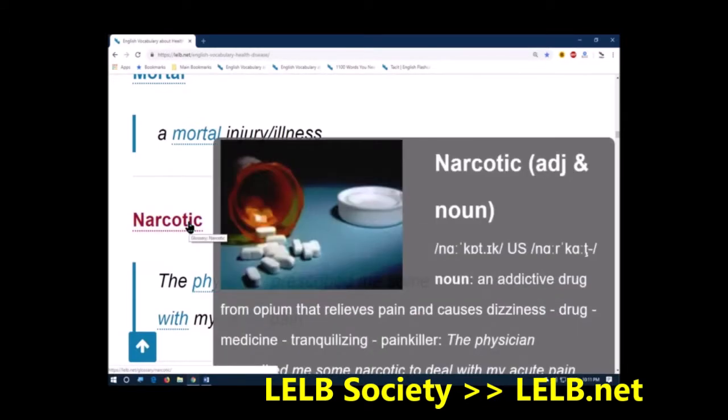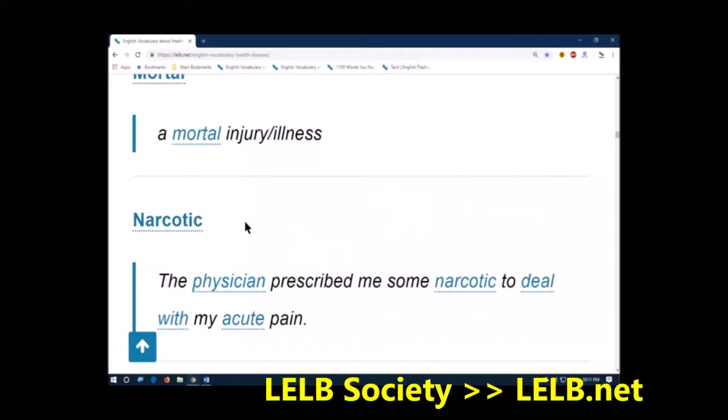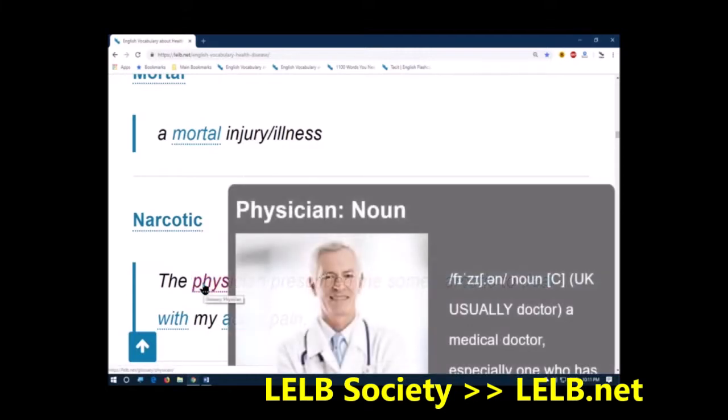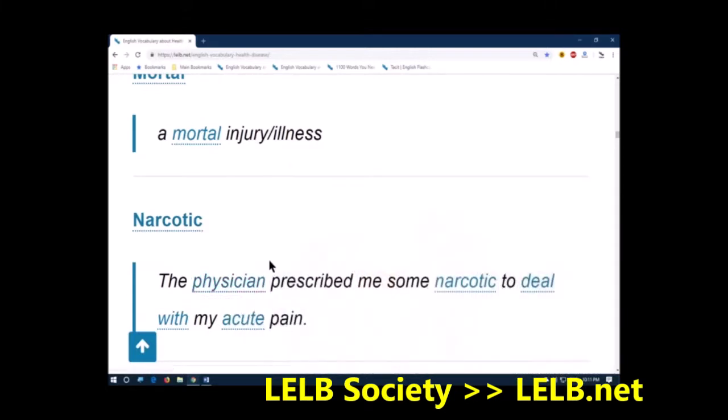Narcotic. It means an addictive drug from opium that relieves pain and causes dizziness. Drug, medicine, tranquilizing, painkiller or tranquilizer. The physician, we're going to see that later on. Or general doctor prescribed me some narcotic to deal with my acute pain.